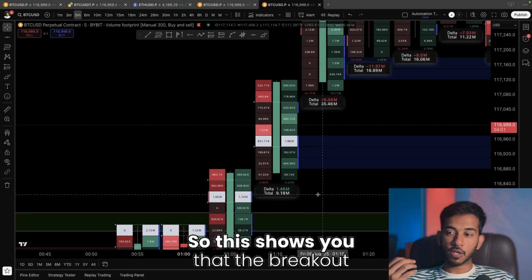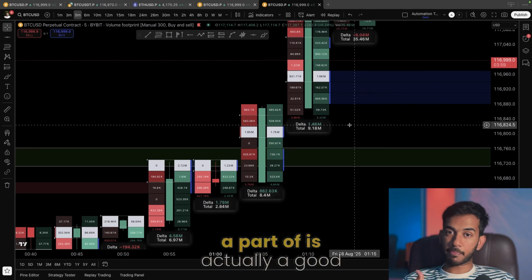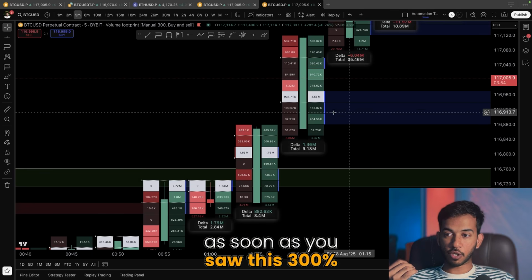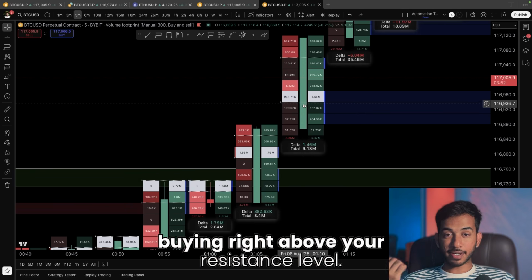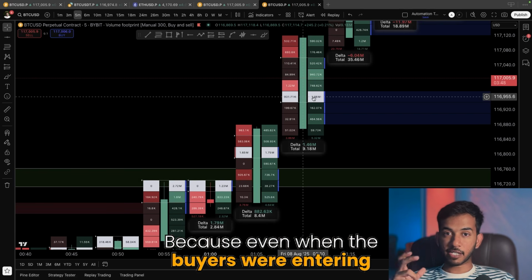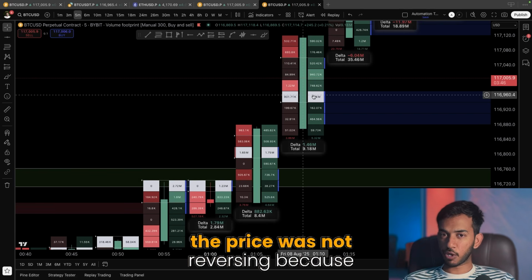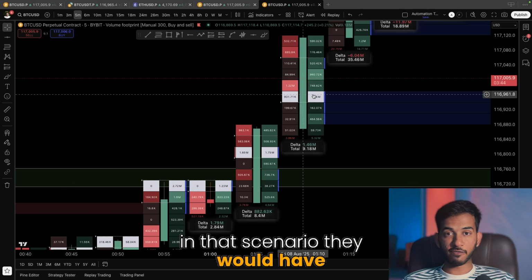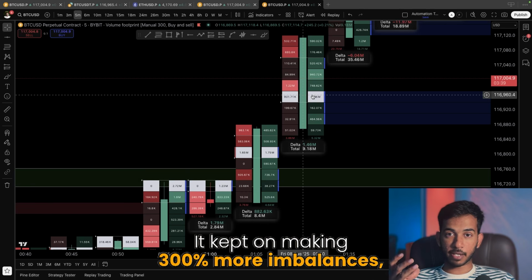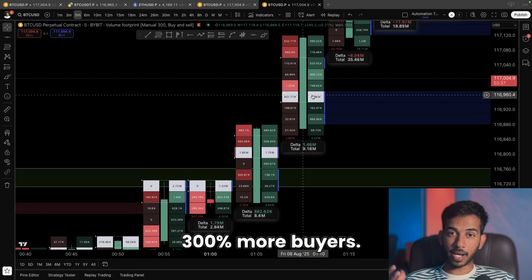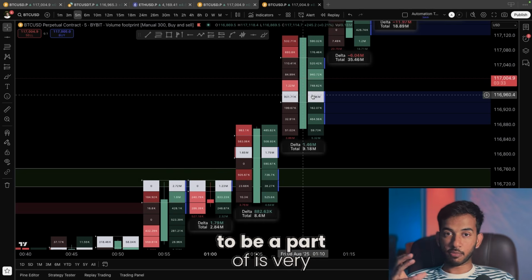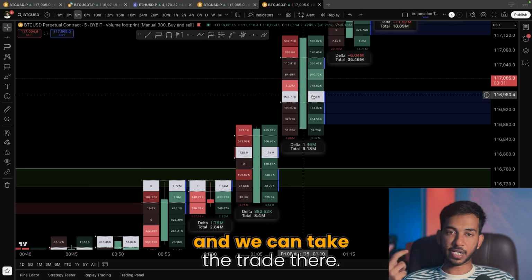So this shows you that the breakout that you are trying to be a part of is actually a good breakout, and you could have easily entered as soon as you saw this 300% buying right above your resistance level. Because even when the buyers were entering into the market, the price was not reversing, because in that scenario they would have got trapped. But the price kept on going higher. It kept on making 300% more imbalances, 300% more buyers. So that shows that it's pretty obvious that the breakout that we are trying to be a part of is very strong, and we can take the trade there.